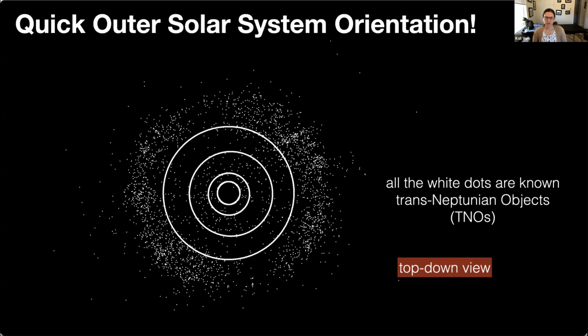So to start with that overview, I always like to start simple. Here is a top-down view where we've got the giant planets' orbits in the white circles, and all of the dots are known observed transneptunian objects as of probably 2-3 years ago. You'll immediately notice that a lot of the dots are relatively close in. That's because we obviously have a lot of observational biases. These are small bodies. We can only see them typically near their perihelion passages.